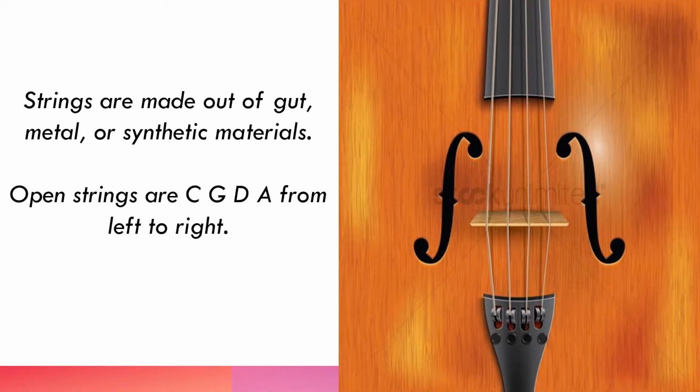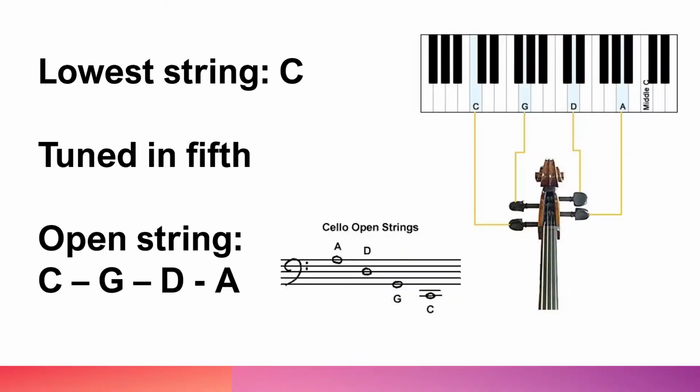The end pin of the cello is made of metal. Strings are made out of gut, metal, or synthetic materials. The pitches of the open strings are C, G, D, A from left to right. The cello has 4 strings. The lowest string of the cello is tuned to C, 2 octaves below middle C. The strings are then tuned in fifths, resulting in G, then D and the highest being A.